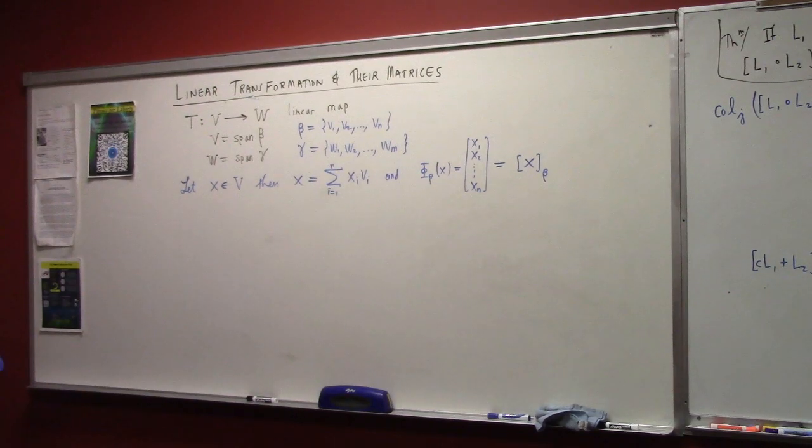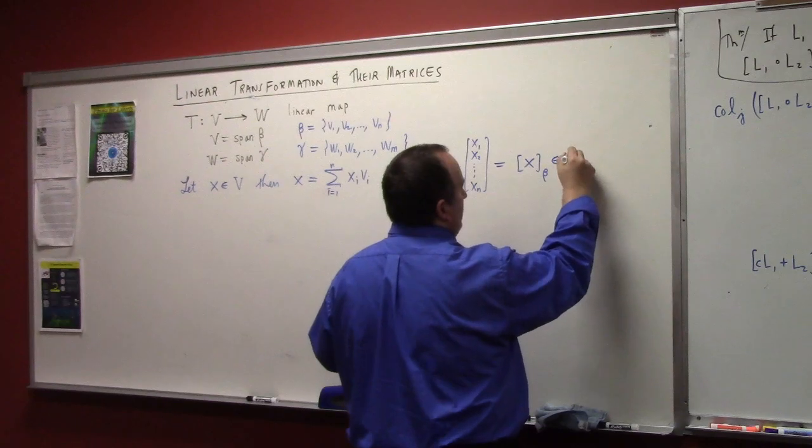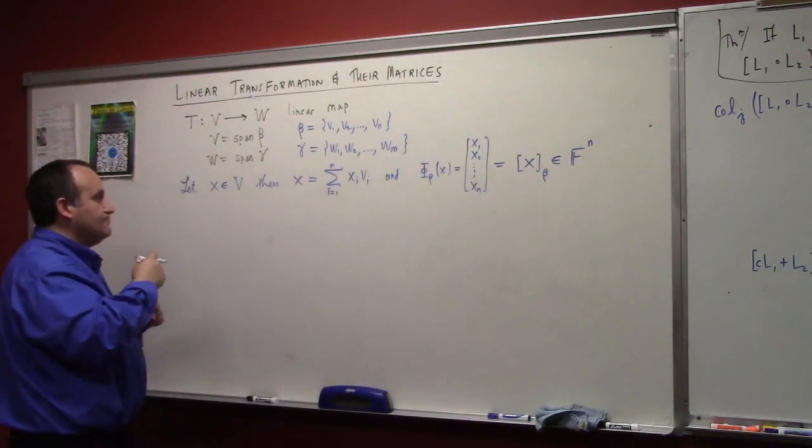All right, here x is an abstract vector. x could be a polynomial, x could be a matrix itself, like a 2 by 3, whatever. But when I put the brackets around it with a beta, that's a column vector. It's an element of F^n.